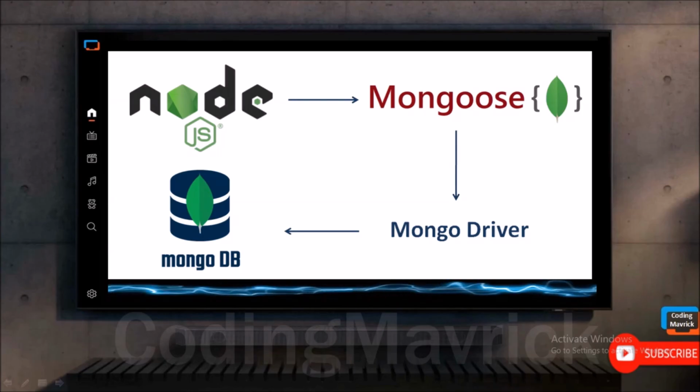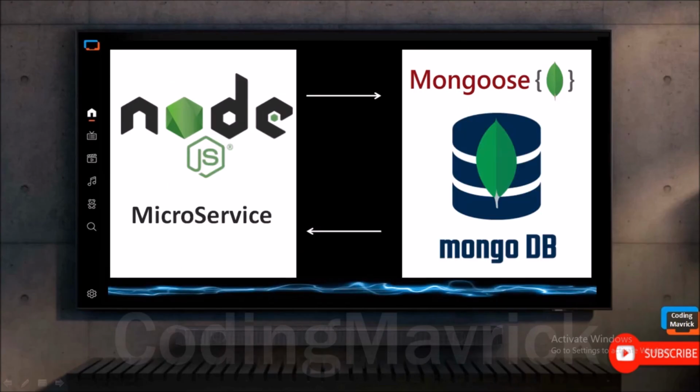At the end of this tutorial, you will have a fully functional Node.js microservice connected to MongoDB with complete database persistence, and you will understand exactly how the entire flow works from installation to API testing. So viewers, let's start the journey.